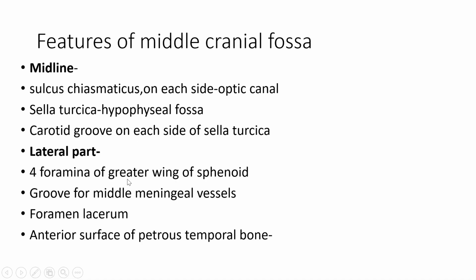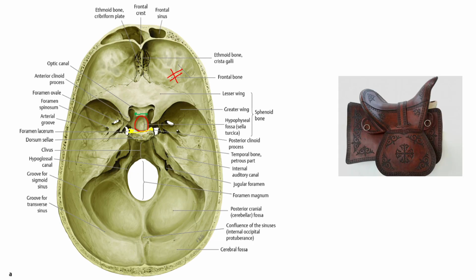Now in the lateral parts you will see 4 foramina of the greater wing of sphenoid, the groove for middle meningeal vessels, the foramen lacerum, and the anterior part of the petrous temporal bone, which will be showing different features I am going to discuss. In the midline we have seen once again the tuberculum sellae, the hypophyseal fossa, the dorsum sellae, and the sulcus chiasmaticus. Here is the carotid groove, the area for the cavernous sinus.